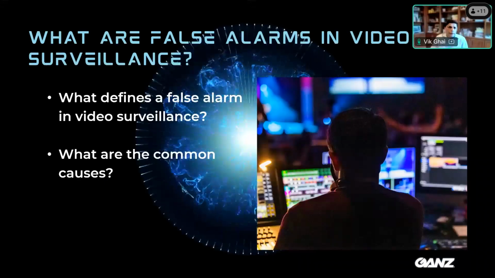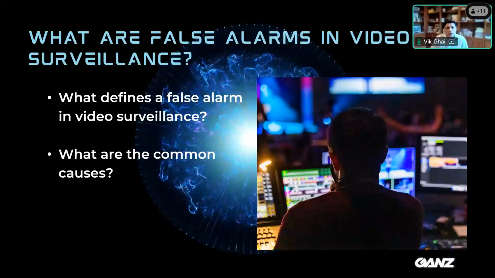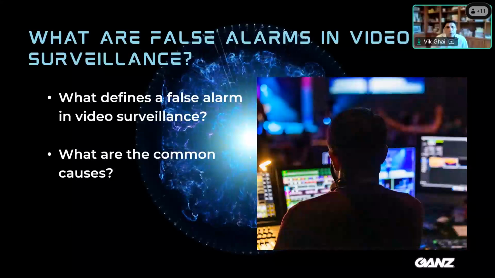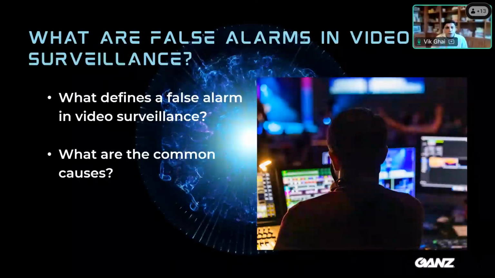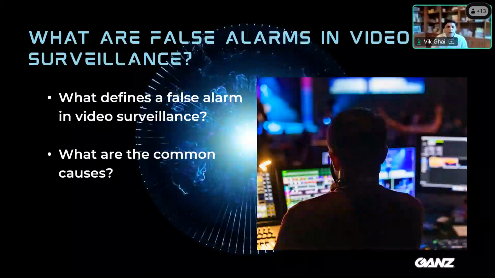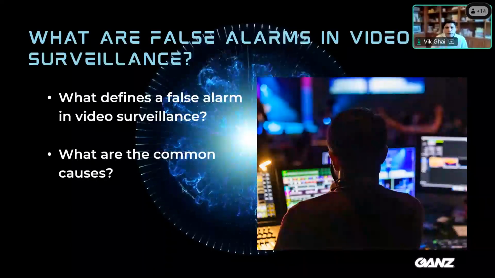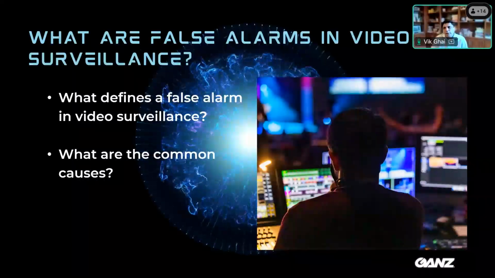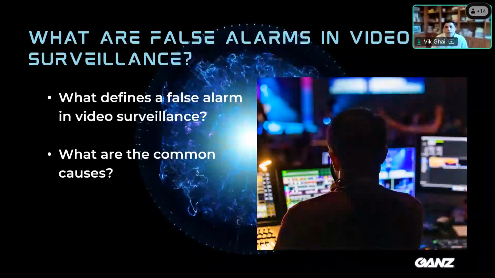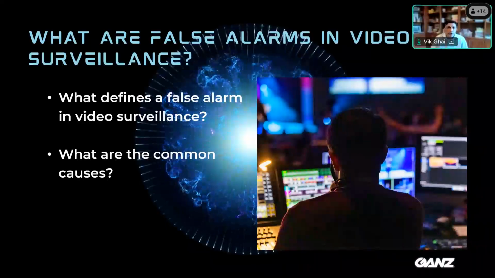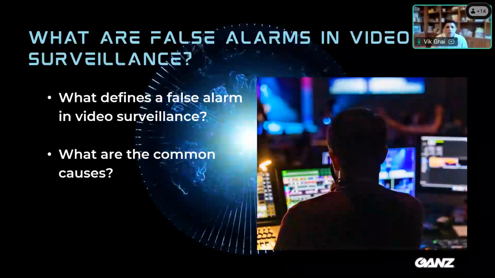Now, what is the definition of false alarm? Let's talk about that. A false alarm in video surveillance is an alert triggered without a real security incident or without a real security threat. For example, a bank's alarm system mistakes a janitor after hours cleaning for a break-in and triggers a full security response. That's a false alarm.